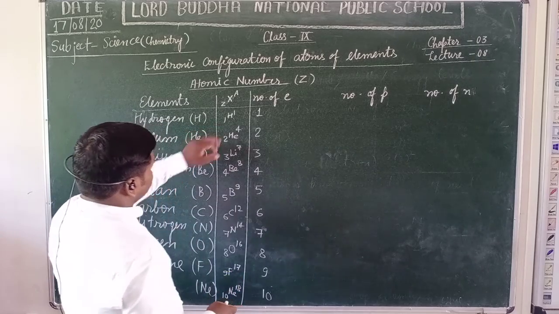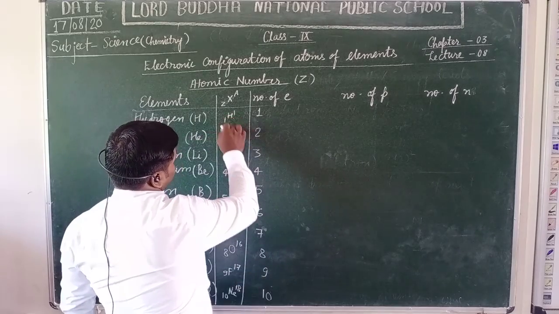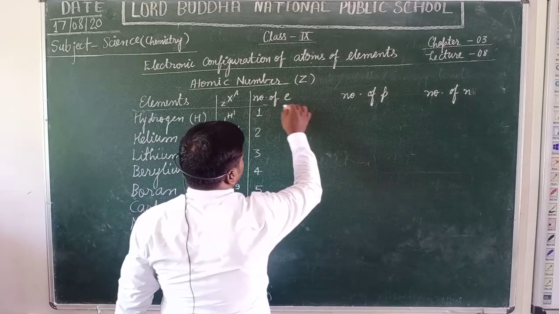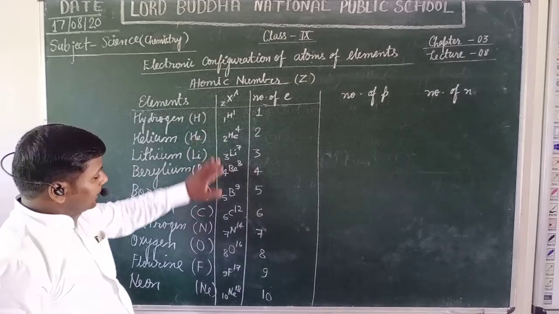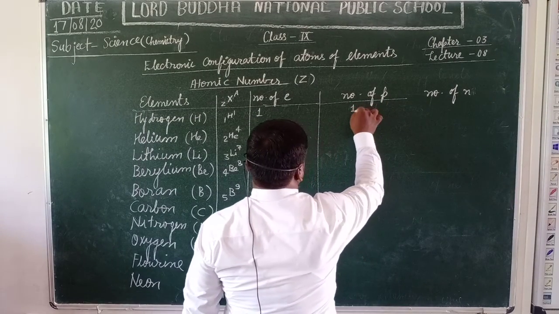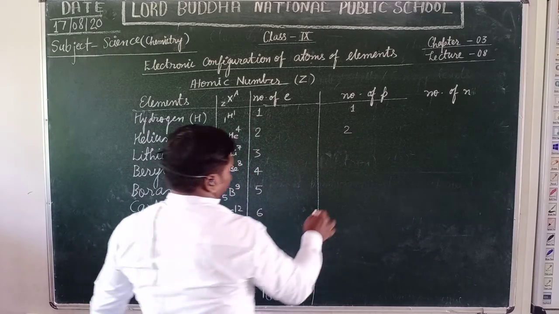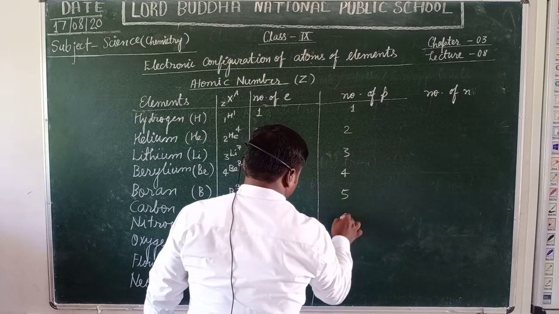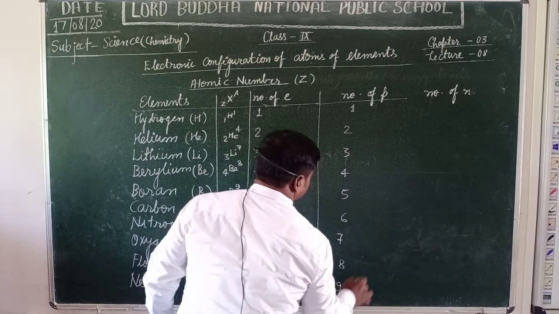Here the number of electrons means the atomic number. That's why as it is I write here. The number of electrons and protons of any element are always equal. Then you can also write as it is according to their atomic number: 1, 2, 3, 4, 5, 6, 7, 8, 9 and 10.